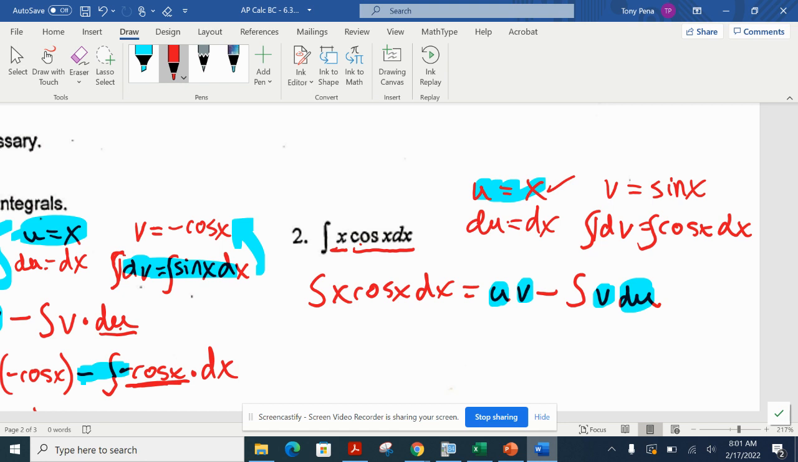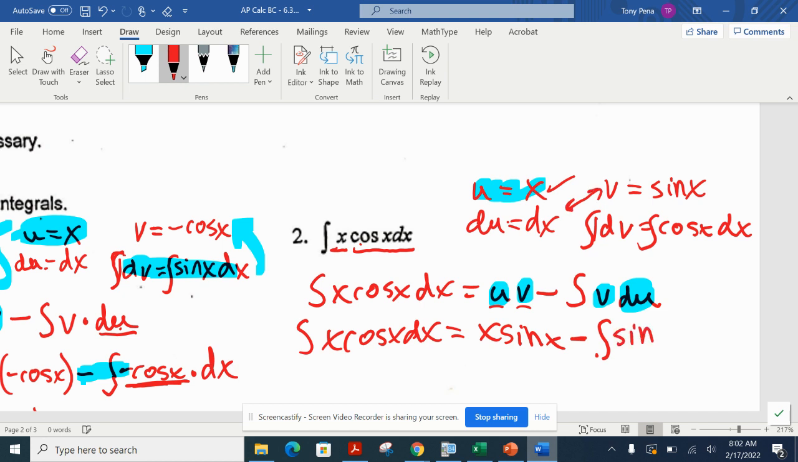All right, so now we do our substitutions. x cosine of x dx, this is what we want the antiderivative of, is equal to the product of u and v. So here is u, here is v, that is x sine of x. Then you're going to have your minus sign, and then we still want to find the antiderivative of v multiplied by du. So it's these guys here. Here is the v and the du. So that's really just sine of x dx.